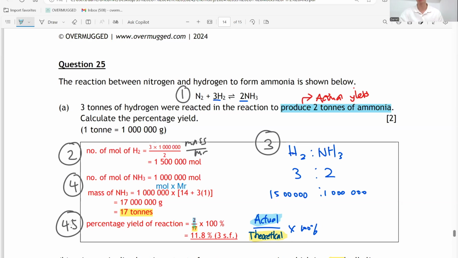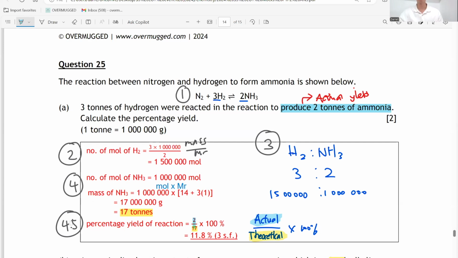Step 1, equation provided. Step 2, find mole, right? If you have 3 tons of hydrogen, you remember when we say mass in mole, it should always be the units of gram. So we will convert 3 ton to 3 times 1 million gram. And when we take mass divided by MR, we get number of moles of hydrogen.